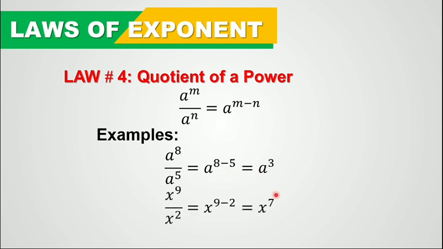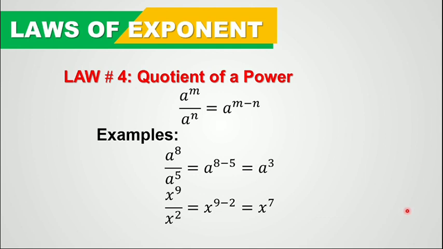Now, how about this? x to the power of 9 over, or divided by, x squared. So we will simply copy the base x, and then we will subtract their exponents. So 9 minus 2, that is equal to 7. So therefore, x to the power of 9 over x squared is equal to x to the power of 7.